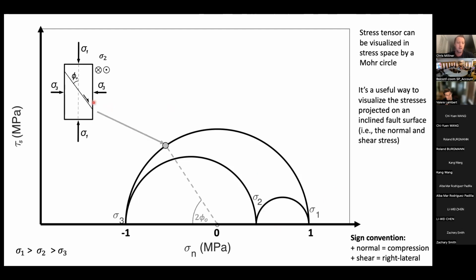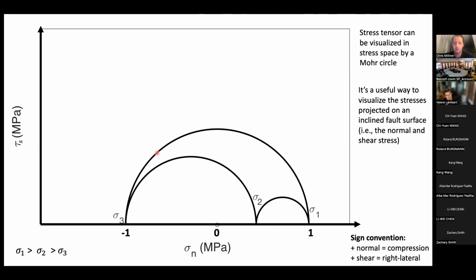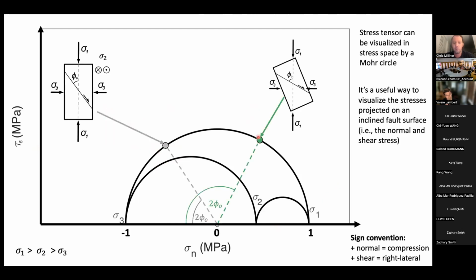So for example, here we have a fault surface inclined at some angle from sigma 1. It has this normal stress and this shear stress. If you have a look at another fault that's way over here, it's more poorly aligned to the stress field. You can see there's a larger angle between sigma 1 and the fault, phi naught is larger. And so you get a larger normal stress, because this fault is more poorly oriented, and a slightly different shear stress.